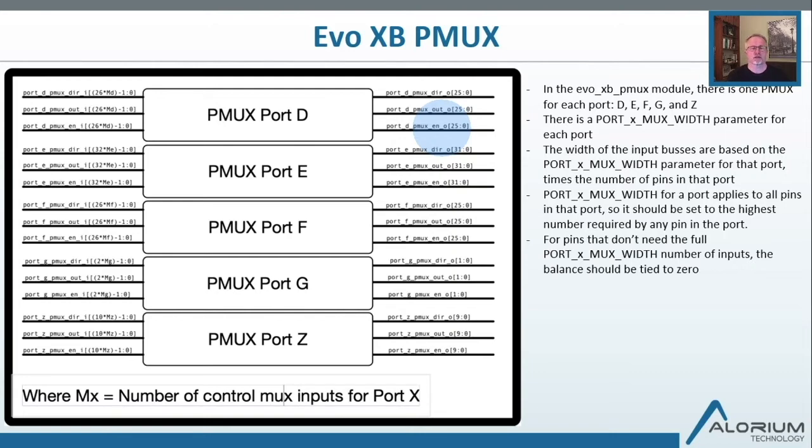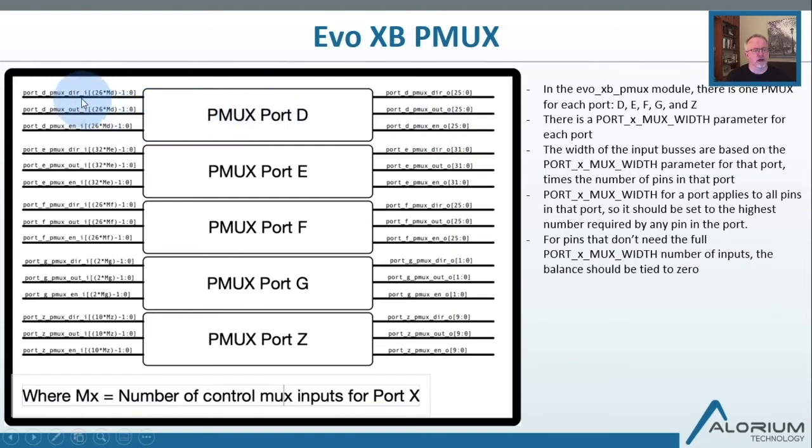So for instance, if bit 3 of the enable bus is set, then bit 3 of the dir bus will determine whether that pin is going to be an input or output. And if it's an output, then bit 3 of the out bus will determine the value of the pin.